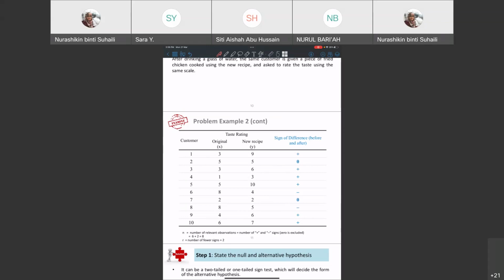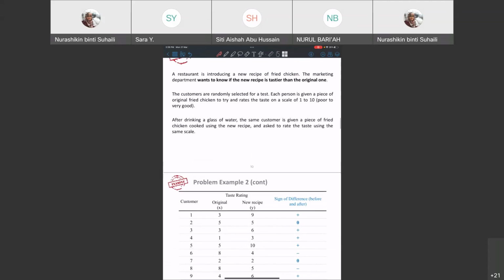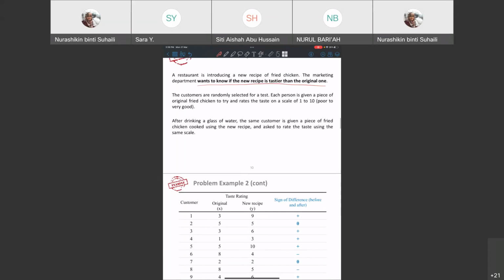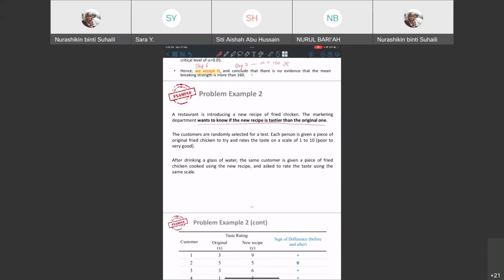Now, the question, let's have a look back at the question. The marketing department wants to know if the new recipe is tastier than the original one. So how we want to determine the alternative hypothesis. That is very important because this will help us to decide on the alternative hypothesis. Okay, so the steps are the same.